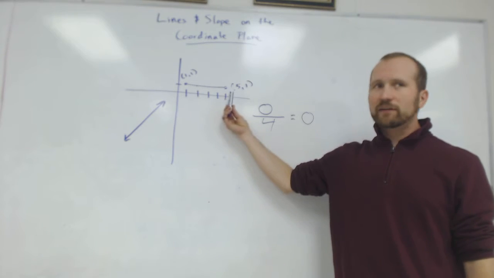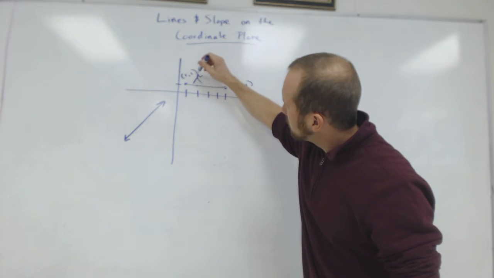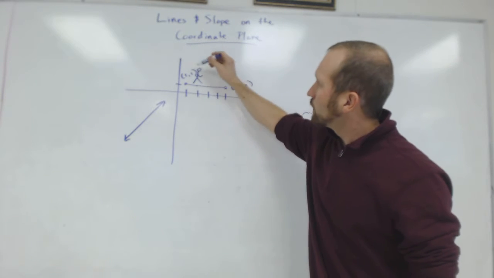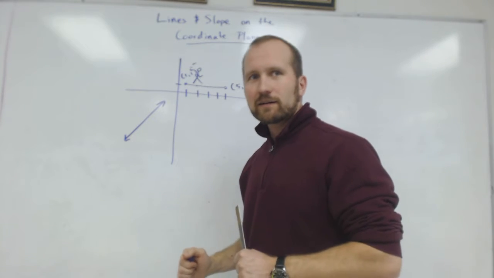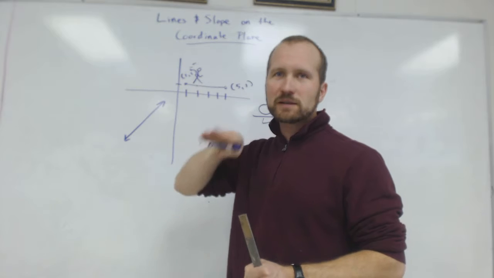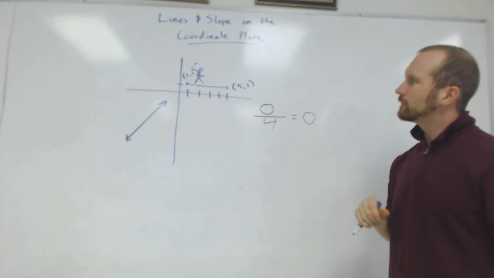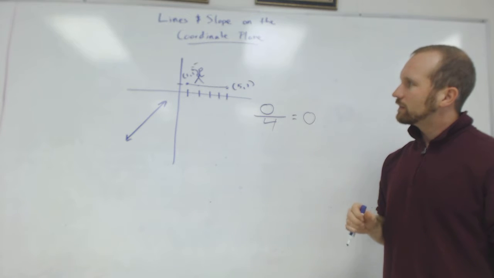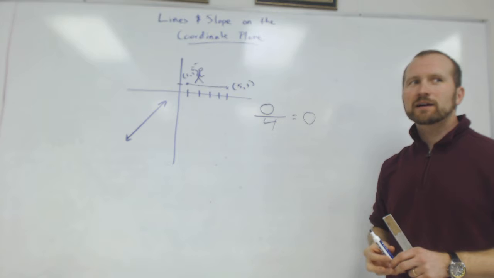Because it's flat. If I were running across this, here I am, right? I'm not going downhill, I'm not going uphill, I'm just going straight, flat, 0. Does anyone want to guess what the other special kind of line is?